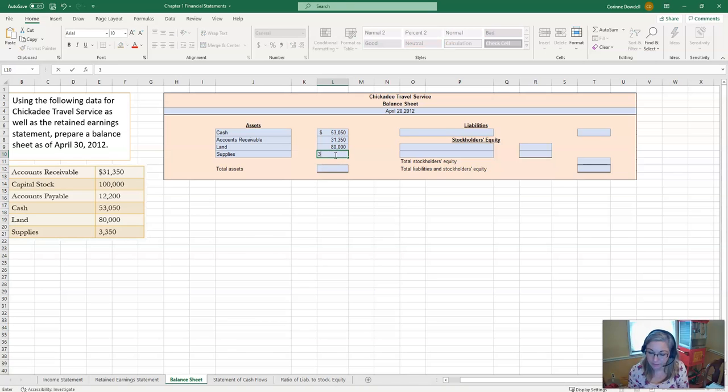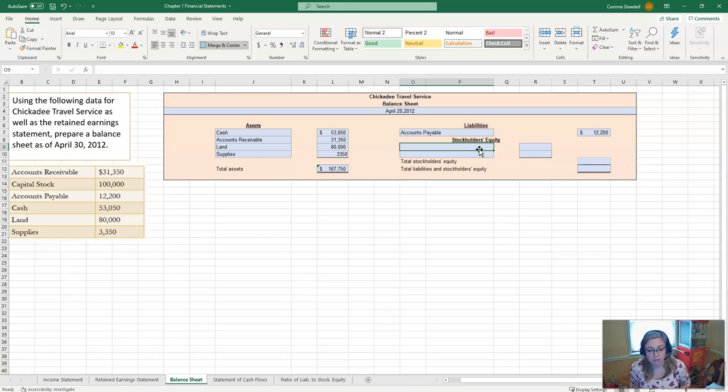All right, so to get our total assets, we want to use our auto sum. And we find that the total assets are equal to $167,750. Okay, now in theory, this should match what we're going to get over here. All right, so let's pop over to our liabilities. We have accounts payable, and that is $12,200.